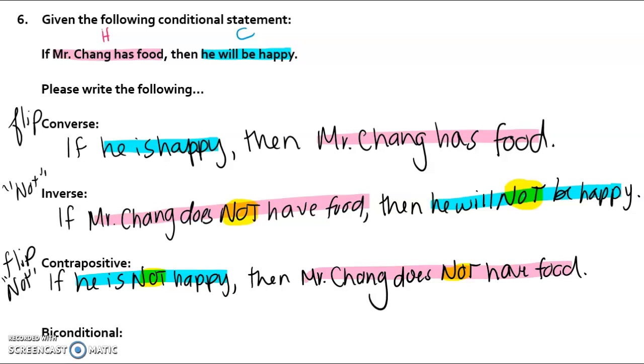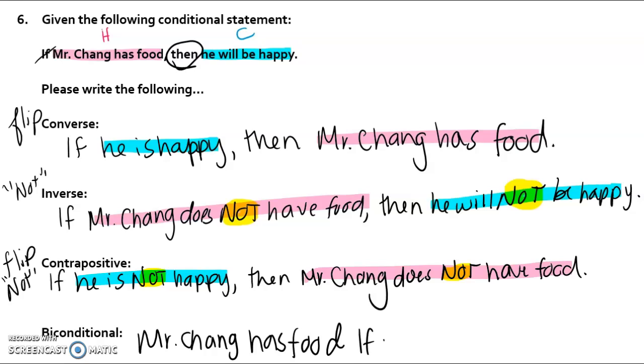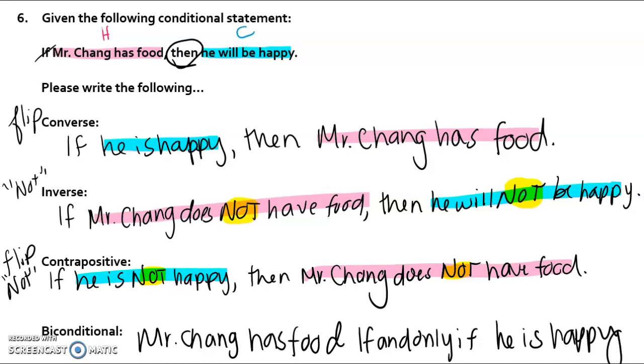hypothesis was second. And then lastly, the biconditional is a very easy statement. We take off the if and merely write Mr. Chang has food, and instead of writing then, we write the phrase if and only if he is happy. So we keep it in the same order, but just switch out our then for the phrase if and only if.